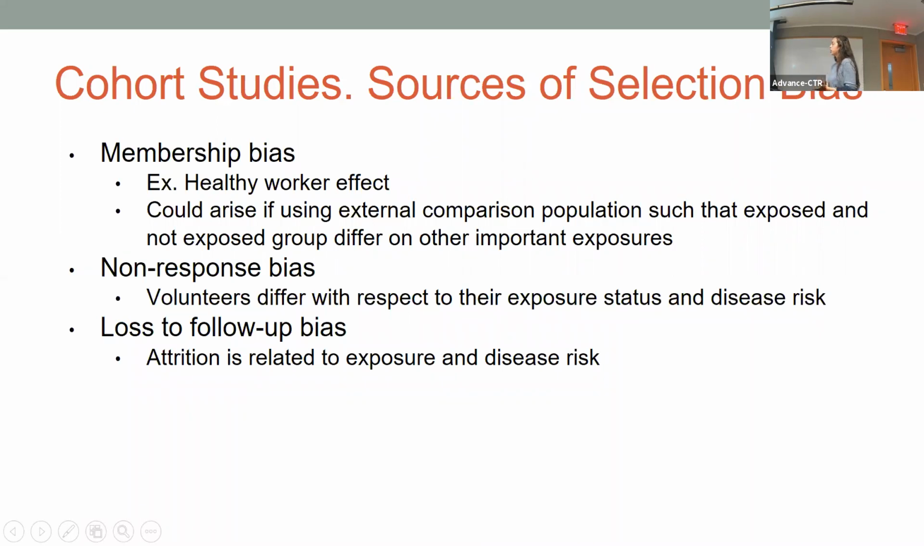Some sources of selection bias, which basically means there are issues with the participants you've selected, are membership bias, non-response bias, and loss to follow-up bias. Membership bias becomes a problem when, in your external comparison population, the exposed and unexposed people are fundamentally different. When we think about membership bias, the example that often comes to mind is the healthy worker effect, because it helps illustrate this issue.